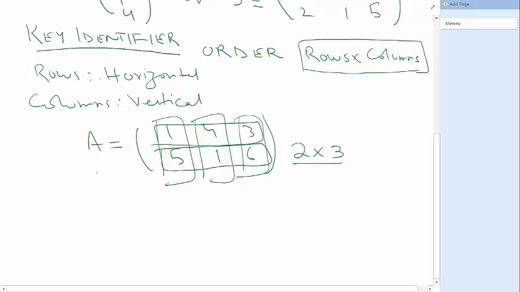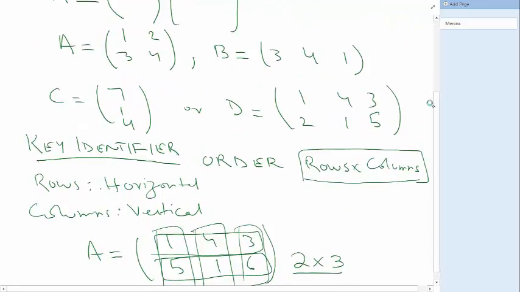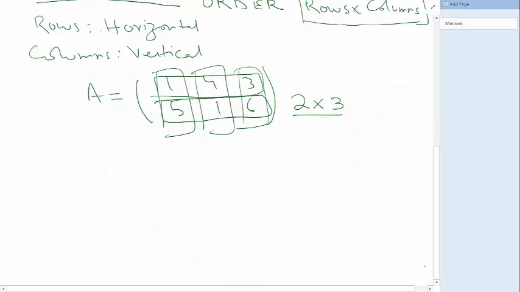So if we go to our previous samples of matrices, here we can say the order of matrix A is 2 by 2. The order of matrix B is 1 by 3. The order of matrix C is 3 by 1. And the order of matrix D is 2 by 3, because D has 2 rows and 3 columns. So this is about the key identifier of a matrix.